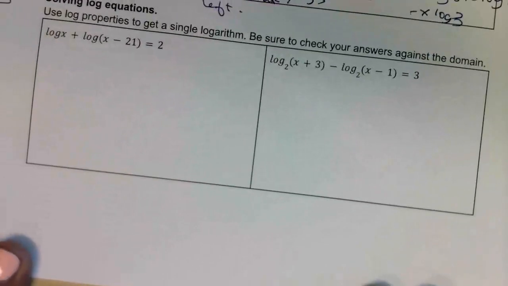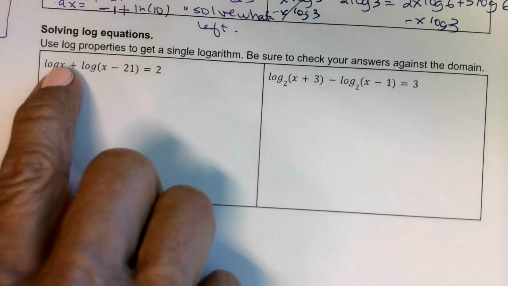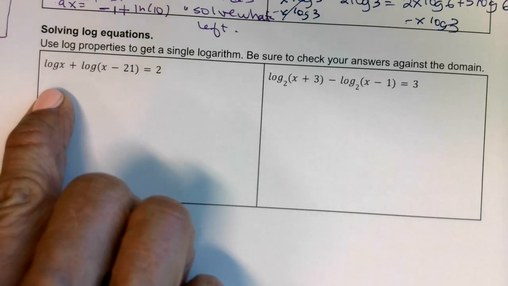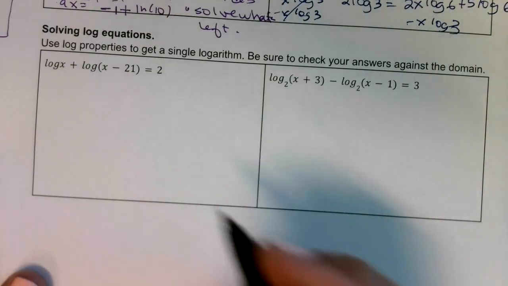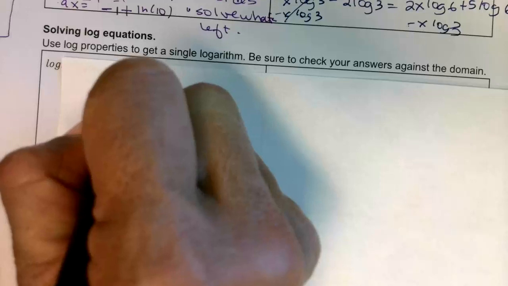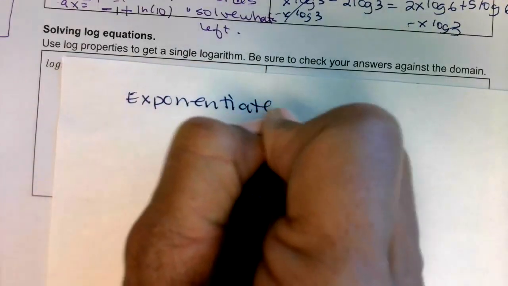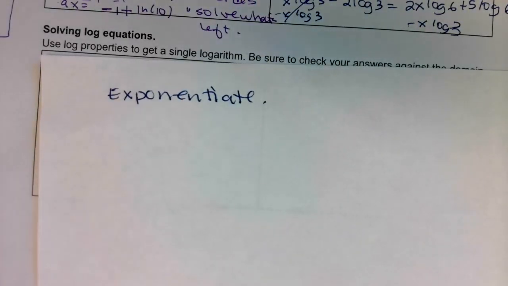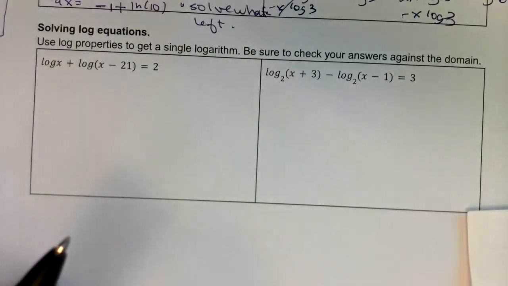Okay, so now let's solve a log equation. So we're going to use those log properties, and we're going to get a single logarithm, and then we are going to, so the verb I use is exponentiate. Exponentiate. Okay. So we're essentially going to change your log equation into the exponential equation version, right? Do the little loop-de-loop.